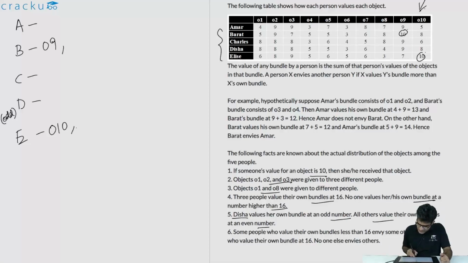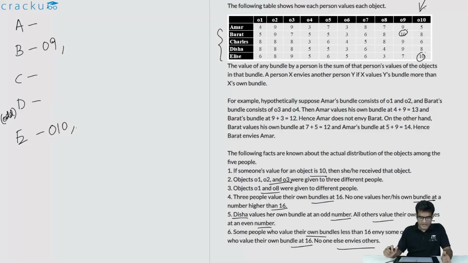All others value their bundles as even numbers, out of which 3 are 16 and one person has valued it as an even number which is less than 16. Some people who value their bundles as less than 16 envy the people who value their bundles at 16. No one else envies others.